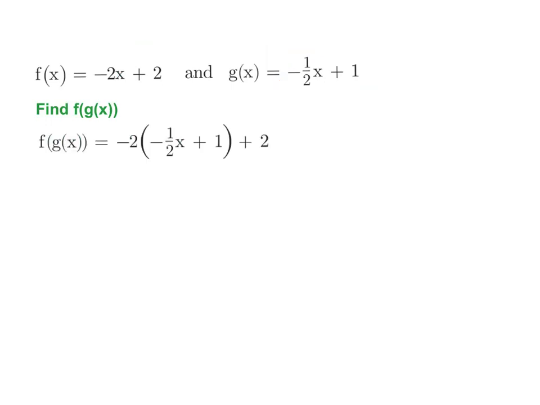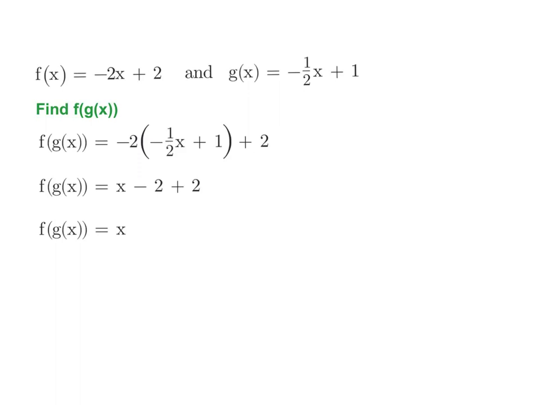So now, here's what it looks like, right? I take g and I put it into x in the other one, so this is just a big x. Distribute, negative times a negative. That's going to be positive 1x, or just x. And then negative 2 times plus 1 is negative 2. So here's where I'm at. x minus 2 plus 2, well, minus 2 plus 2, those cancel out. So f of g of x equals x. Now some of you had 1x, and that's fine, that's the same thing.